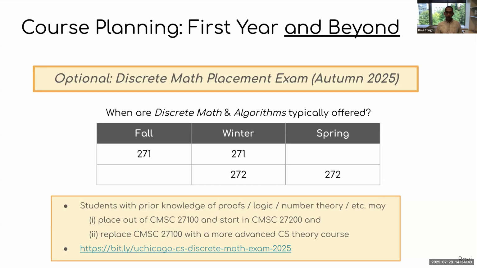If you end up choosing to take and pass this placement exam, the idea is then you could start the theory sequence in algorithms instead, and replace discrete math with a more advanced course. So if you feel like you might benefit from starting later in the sequence, feel free to submit your information at this link below. Once we have more information about the dates, we'll follow up with those of you that might be interested in this optional exam.